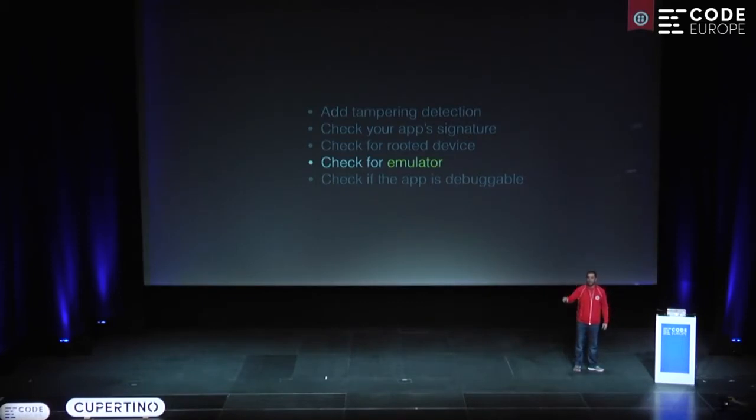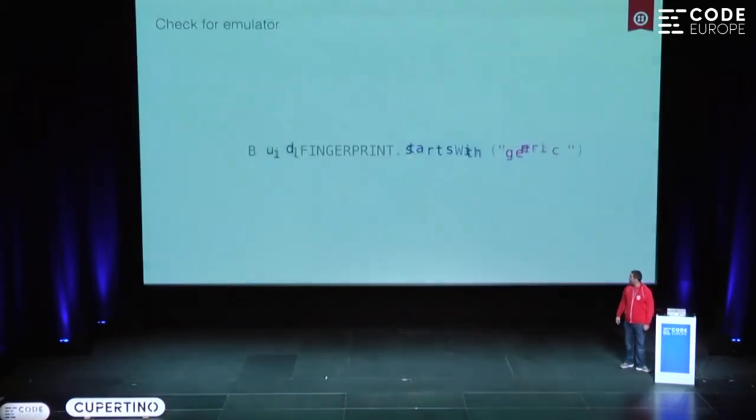You get an APK, you drop it inside your emulator, and the application's running. You don't need a phone. The emulator is automatically rooted. So super easy. Check for emulator. Checking for emulator is as easy as this.